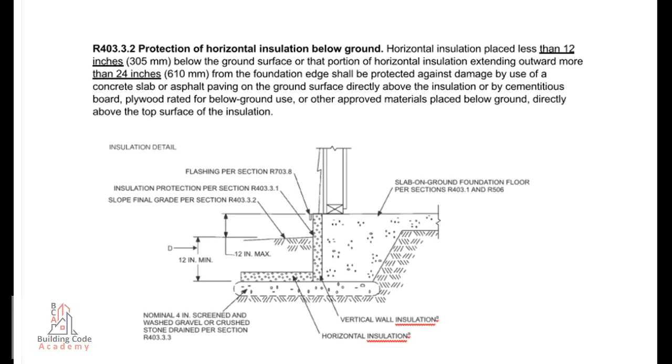R403.3.2 Protection of horizontal insulation below ground. Horizontal insulation placed less than 12 inches, 305 millimeters below the ground surface, or that portion of horizontal insulation extending outward more than 24 inches, 610 millimeters, from the foundation edge, shall be protected against damage by use of a concrete slab or asphalt paving on the ground surface directly above the insulation, or by cementitious board, plywood rated for below ground use, or other approved materials placed below ground directly above the top surface of the insulation.